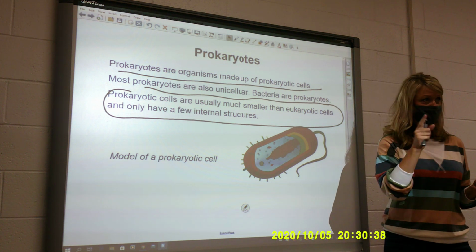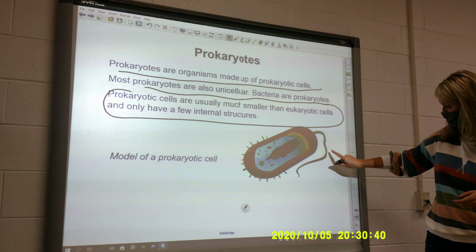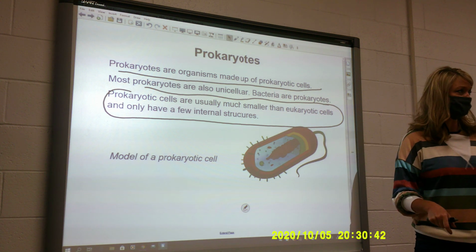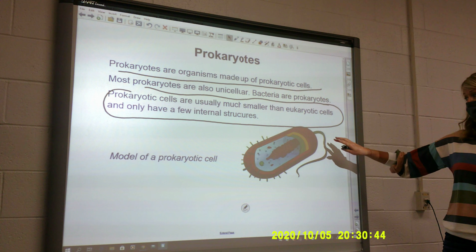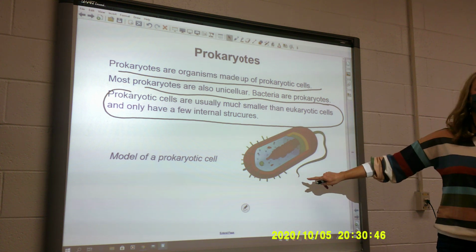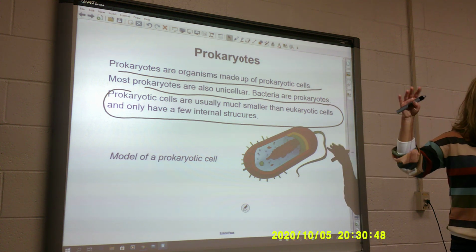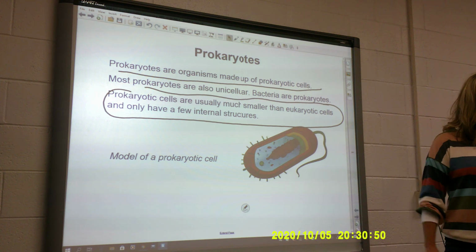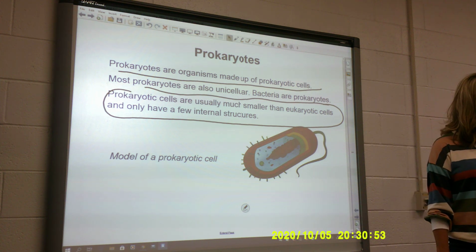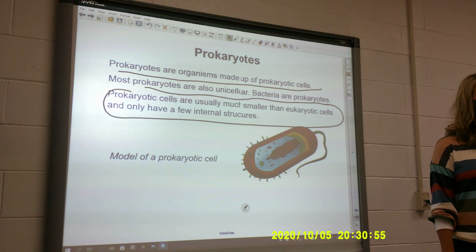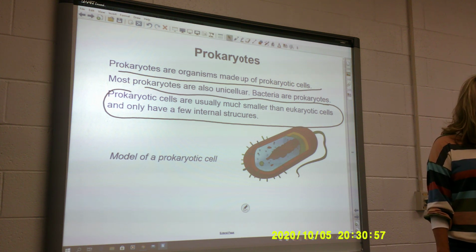A euglena, that's what it's called. This little tail right here is called a flagellate. That's actually what this particular cell uses to move around, is that little tail. It whips it back and forth. You find these like in pond water, anywhere where you would have single cell organisms.